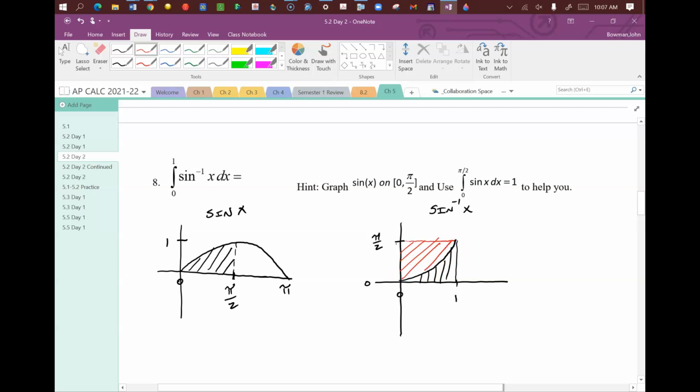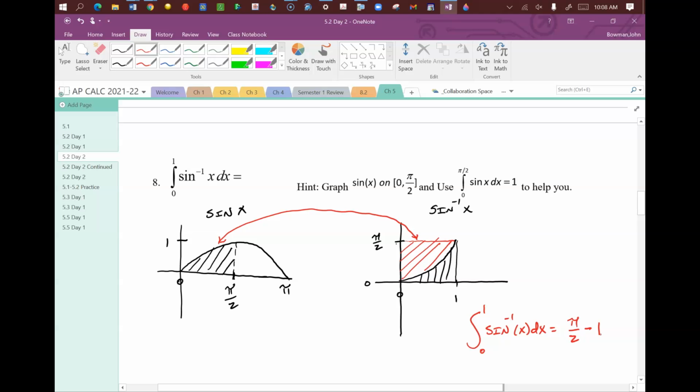It is 1 because we just found that area a moment ago. So the area that we want, this integral from 0 to 1 of the inverse sine of x, is going to be equal to the area of the rectangle, which is 1 times pi over 2, or pi over 2, minus the area of the red shaded region, which we happen to know is 1. So pi over 2 minus 1.